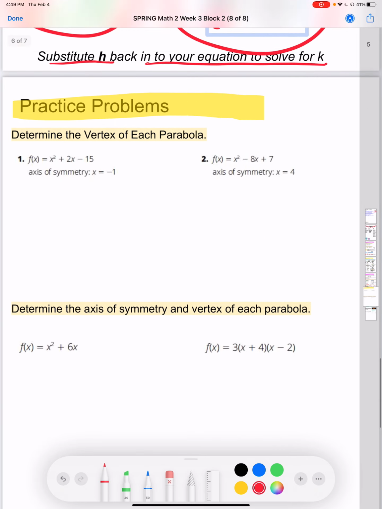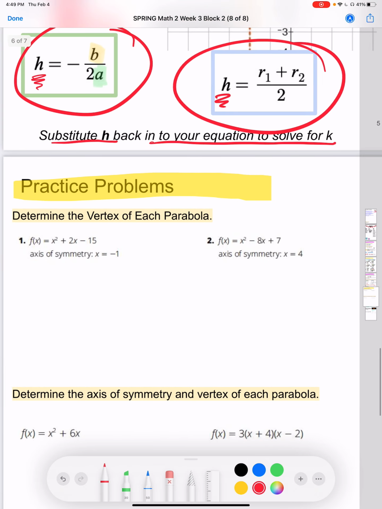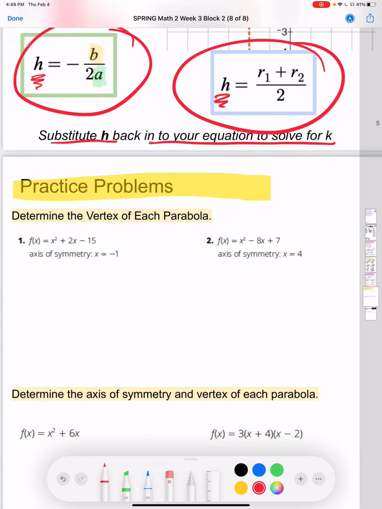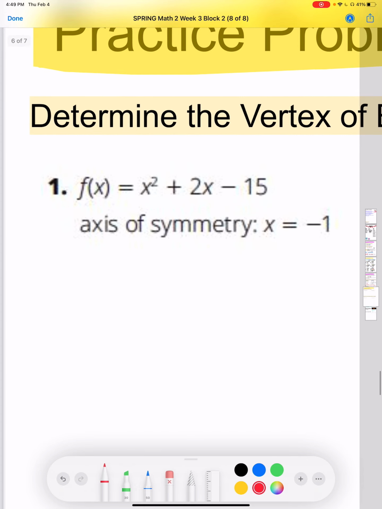Let's go ahead and try some practice problems. For this first part, it says determine the vertex of each parabola. Our first equation is in standard form. They're telling us what the axis of symmetry is. The axis of symmetry is x equals negative 1. What we're going to do is take that x equals negative 1 and substitute it in for every x that we see.